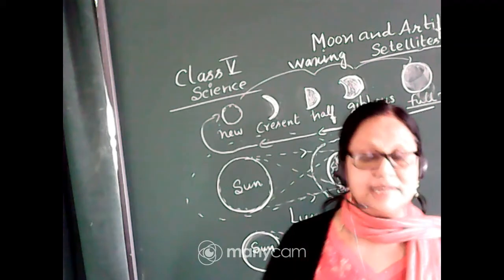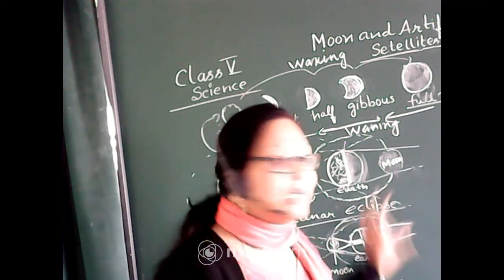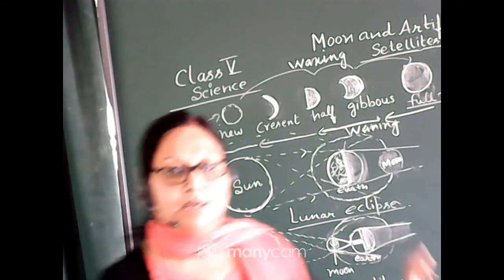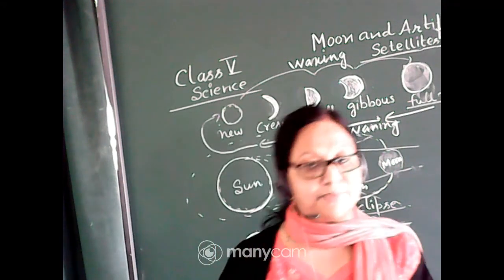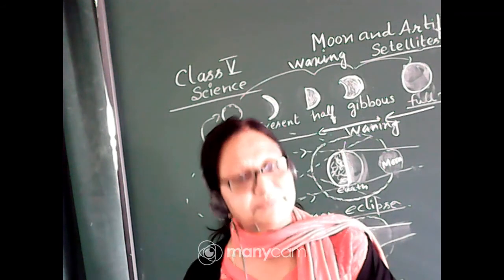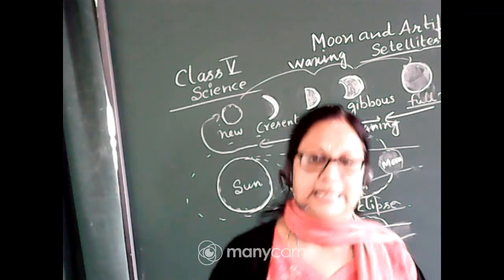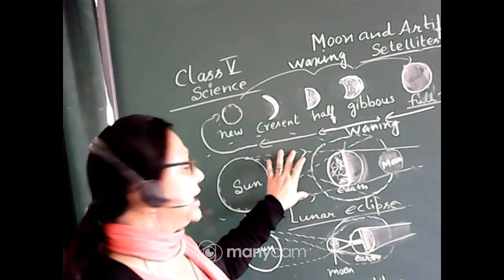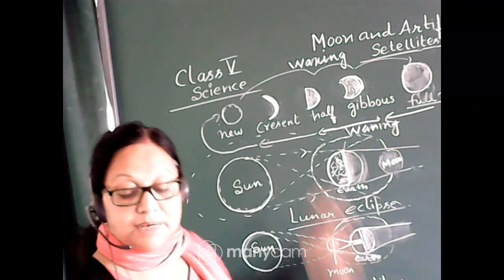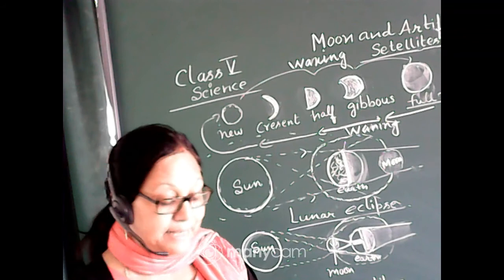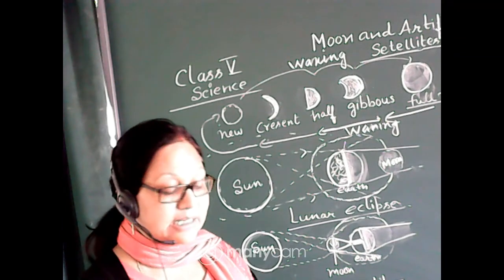But it never happens that the sun is totally hidden by the moon everywhere. In some areas, in some countries, in some hemisphere, it is seen. And this type of lunar eclipse mostly happens on a full moon night.